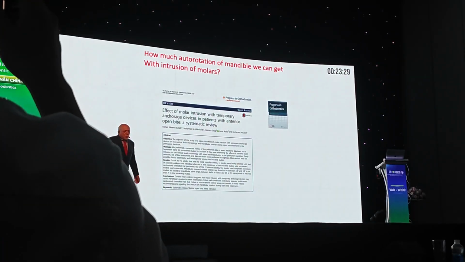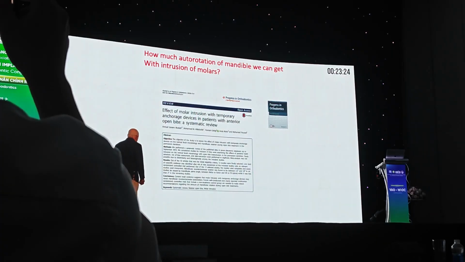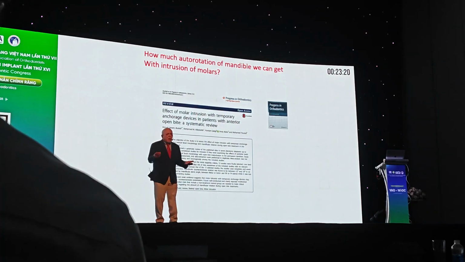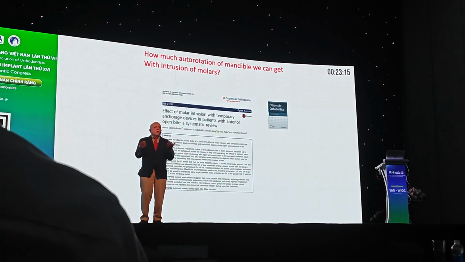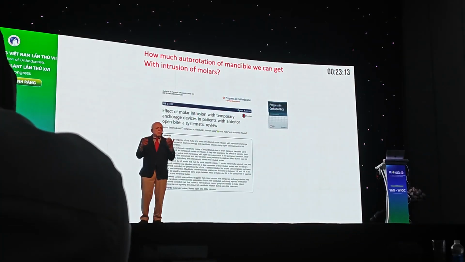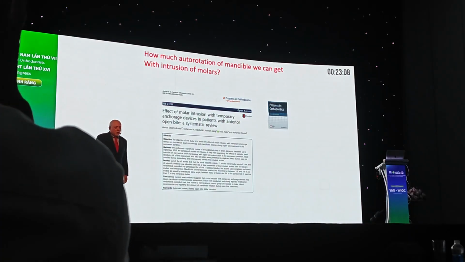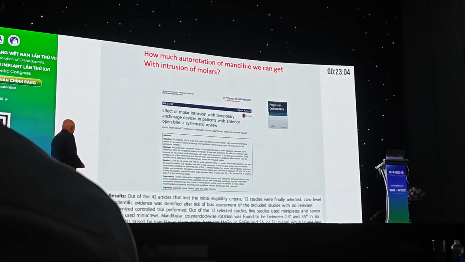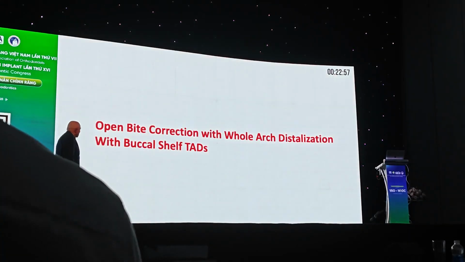So how much auto-rotation of the mandible takes place with intrusion of the posterior teeth? Most of the studies are going to tell you it is going to be about 2.5 or 3 degrees. You are not intruding too much, so the auto-rotation is not going to be too much. Okay, so if somebody tells you they can auto-rotate a lot, just scratch your head, okay? It's not going to happen. So take a look at it. They looked at 42 articles, they talked about 2.3 to 3.9 degrees.